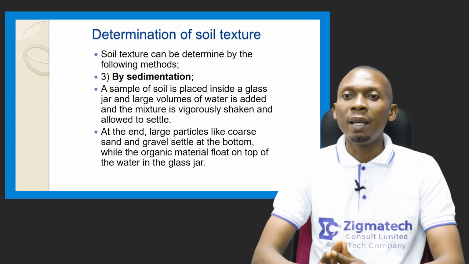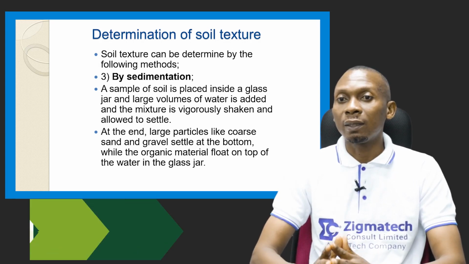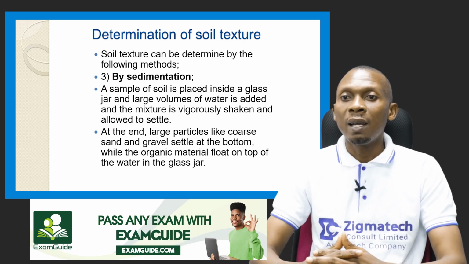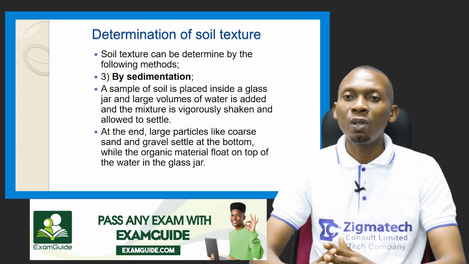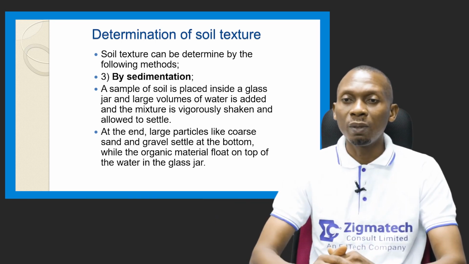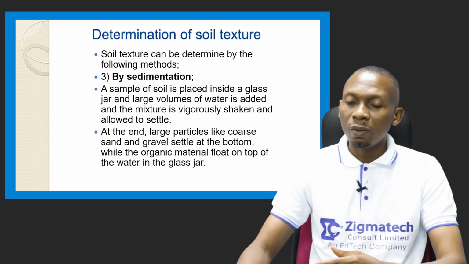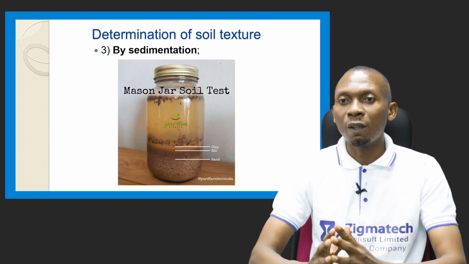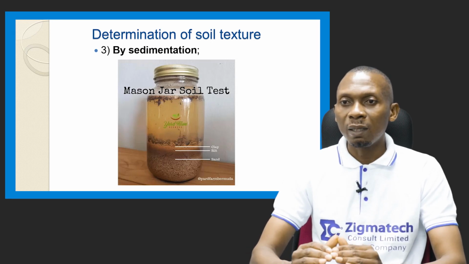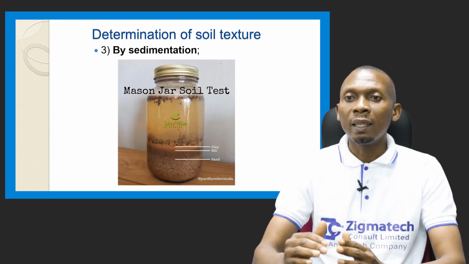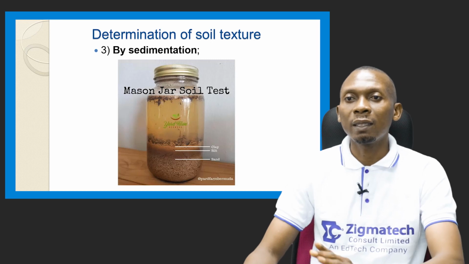for some time. Now, at the end, you will notice that large particles, which are like coarse sand and gravel, will settle at the bottom of the glass jar, while organic matter will float at the top. Likewise, other sizes of particles will settle. So this picture helps us to see. You can see from this picture, sand settled at the bottom, the next was silt, and the last was clay. Then on the top, you can see some organic matter floating.